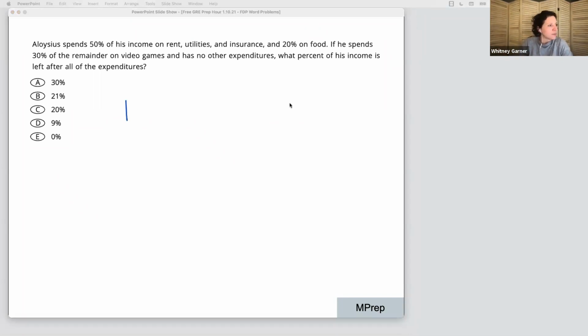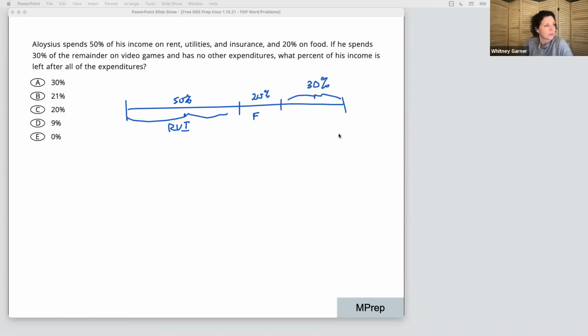Okay, so if this is 100% of my budget, half of it gets spent on rent, utilities, and insurance. This is 50%. Another 20% gets spent on food, which leaves what percent of our friend's income left? So this part right here is 30%. So if I only spent money on rent, utilities, insurance, and food, I'd have 30% of my income left. So here's what I have right now: 30% of my income.